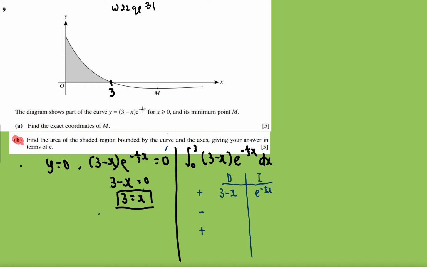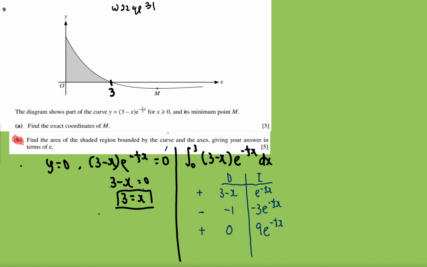So differentiate 3 minus x, I will get negative 1, because differentiating negative x is negative 1. Differentiate the constant negative 1, I will get 0. So this is where we stop. Next, for the integration part, integrate e to the power of negative 1 over 3x. We will get back itself and divide by the differentiation of the power. Divide by negative 1 over 3, so that will be negative 3. Further integrate it, you will get negative 3 divided by negative 1 over 3, that will be positive 9e to the power of negative 1 over 3x.